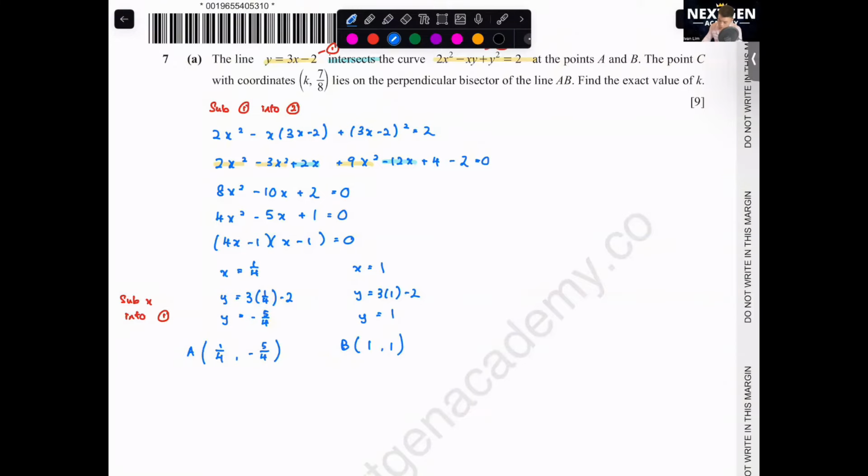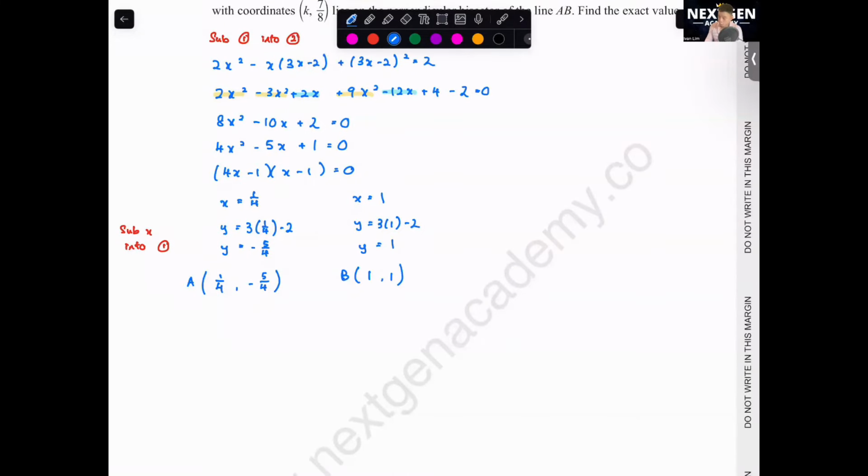Okay, then after that, we need to find, okay, I got 2 points, 1 over 4, negative 5 over 4. Then I've got 1, 1. We want to find the equation of the perpendicular bisector. Similar to math questions. You all remember what's a perpendicular bisector? I need to find the midpoint. I need to find the gradient of the normal. Then I'm going to put into the equation. Okay, let's find the midpoint first.